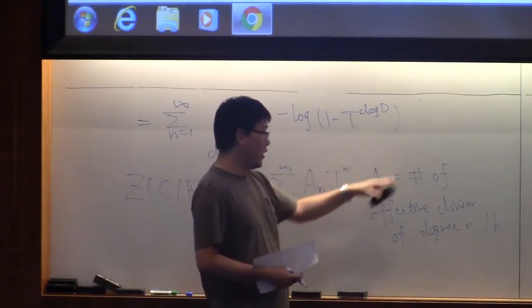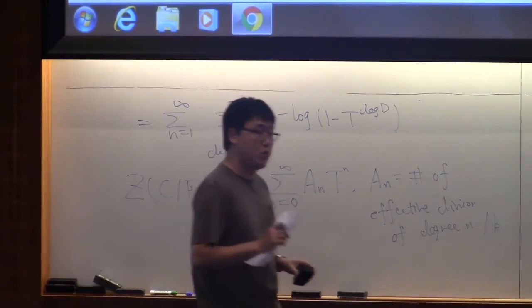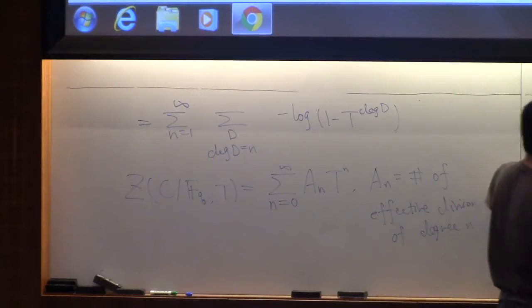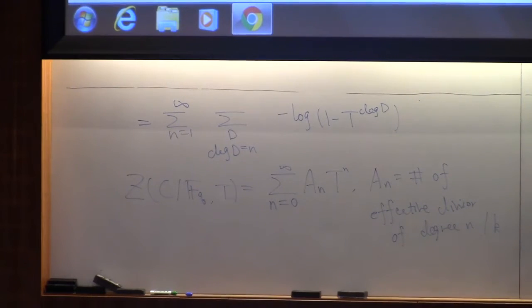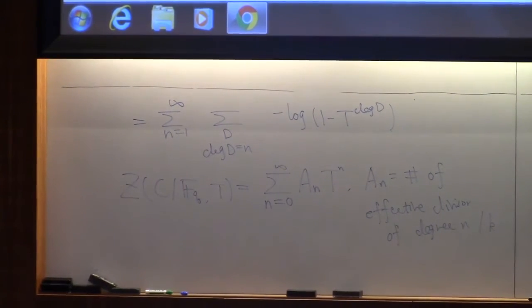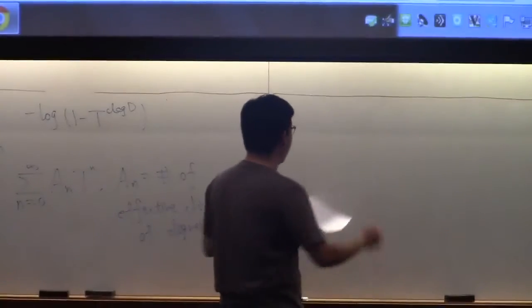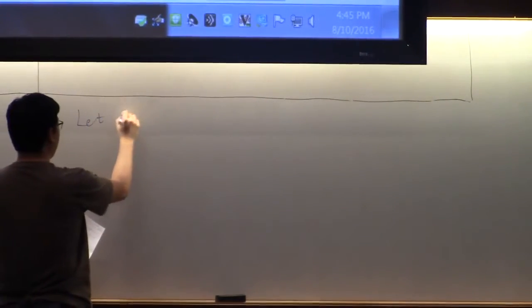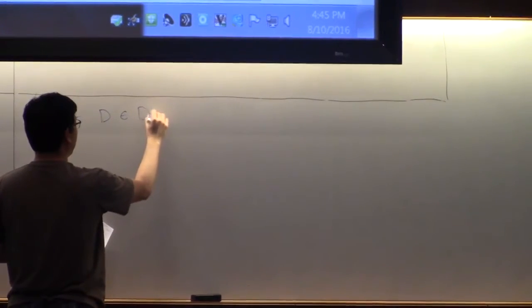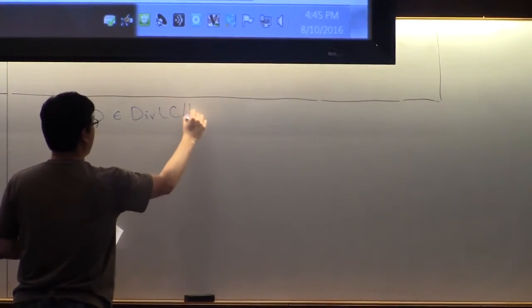effective divisors of given degree over the base field k. And to compute this number, we need to use a very important theorem in algebraic geometry, which is called the Riemann-Roch theorem. So before I state the Riemann-Roch theorem, I have to give you more notations. Let D be a divisor on the curve C defined over K.